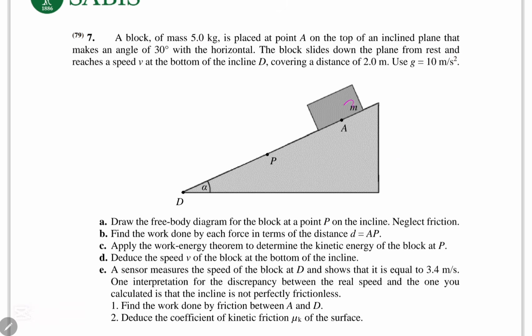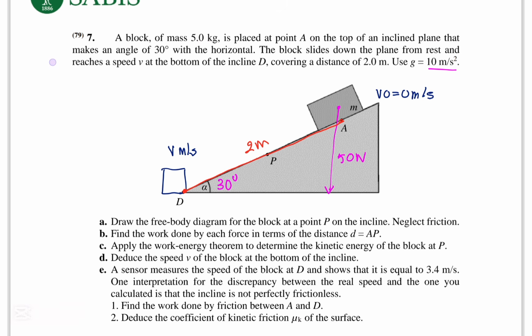A block of mass 5 kg. So we have the mass of the block, which is 5 kg. They said use g as 10, so the weight is 50 newtons. It's placed at point A on top of the inclined plane that makes an angle of 30 degrees with the horizontal. The block slides down from rest, that means v initial is equal to 0 meters per second, and reaches a speed v at the bottom of the incline. It has a speed of v meters per second, and the total distance covered from here to here is 2 meters.